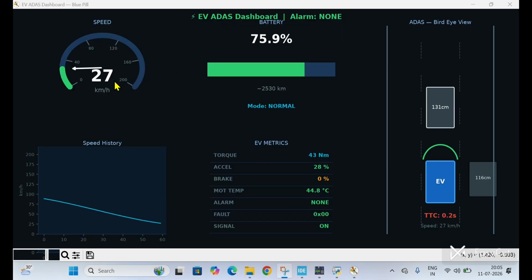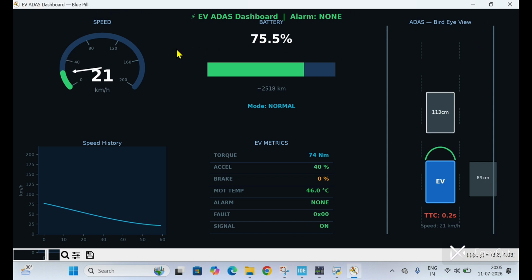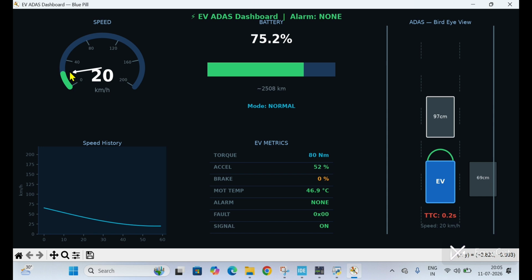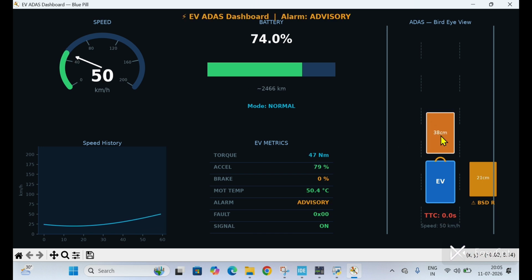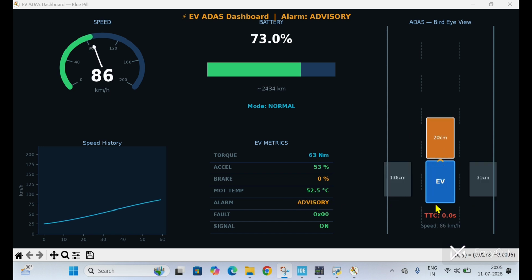Now this is my Python dashboard. It is showing the speed. Now I will be increasing the speed, increasing slowly. As I increase it, here you can see that I am getting a front collision warning, alarm advisory.